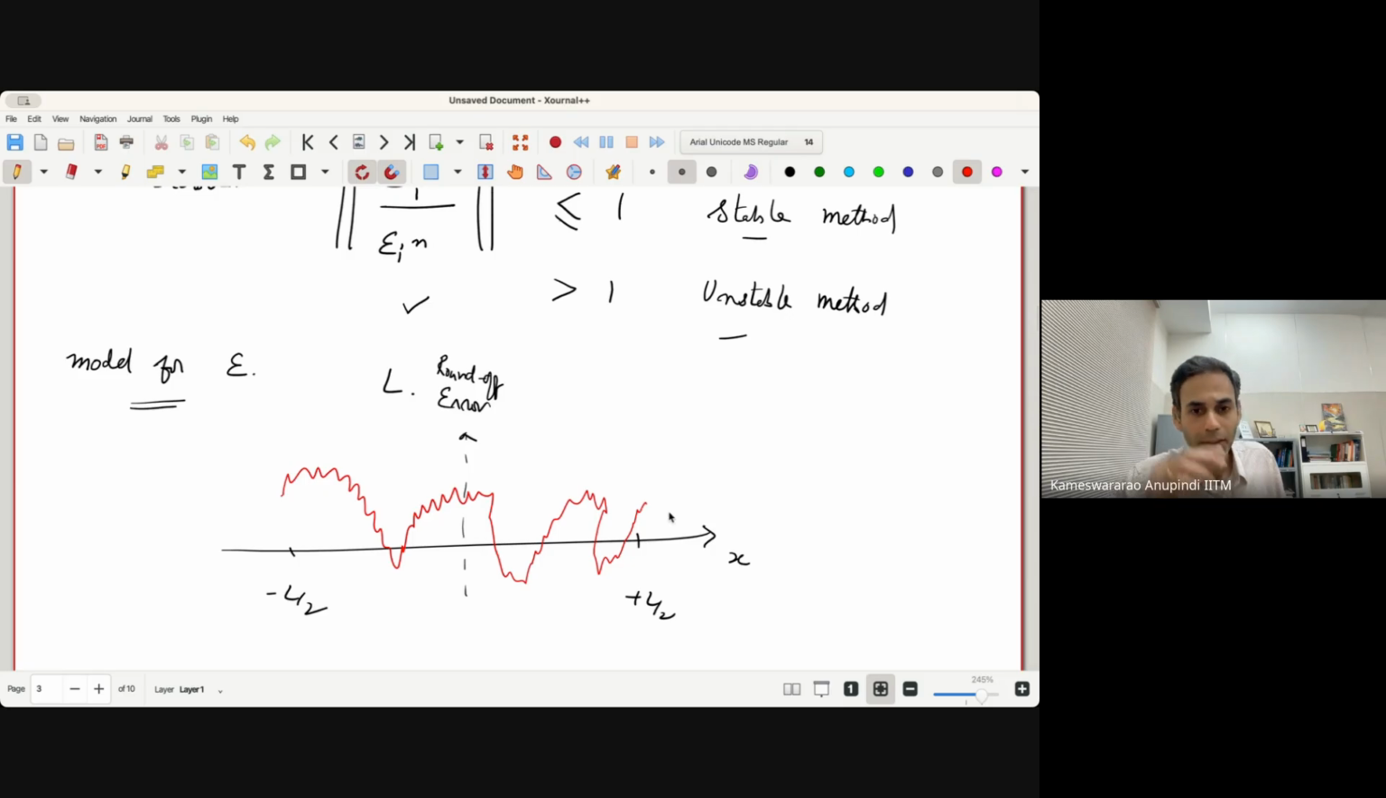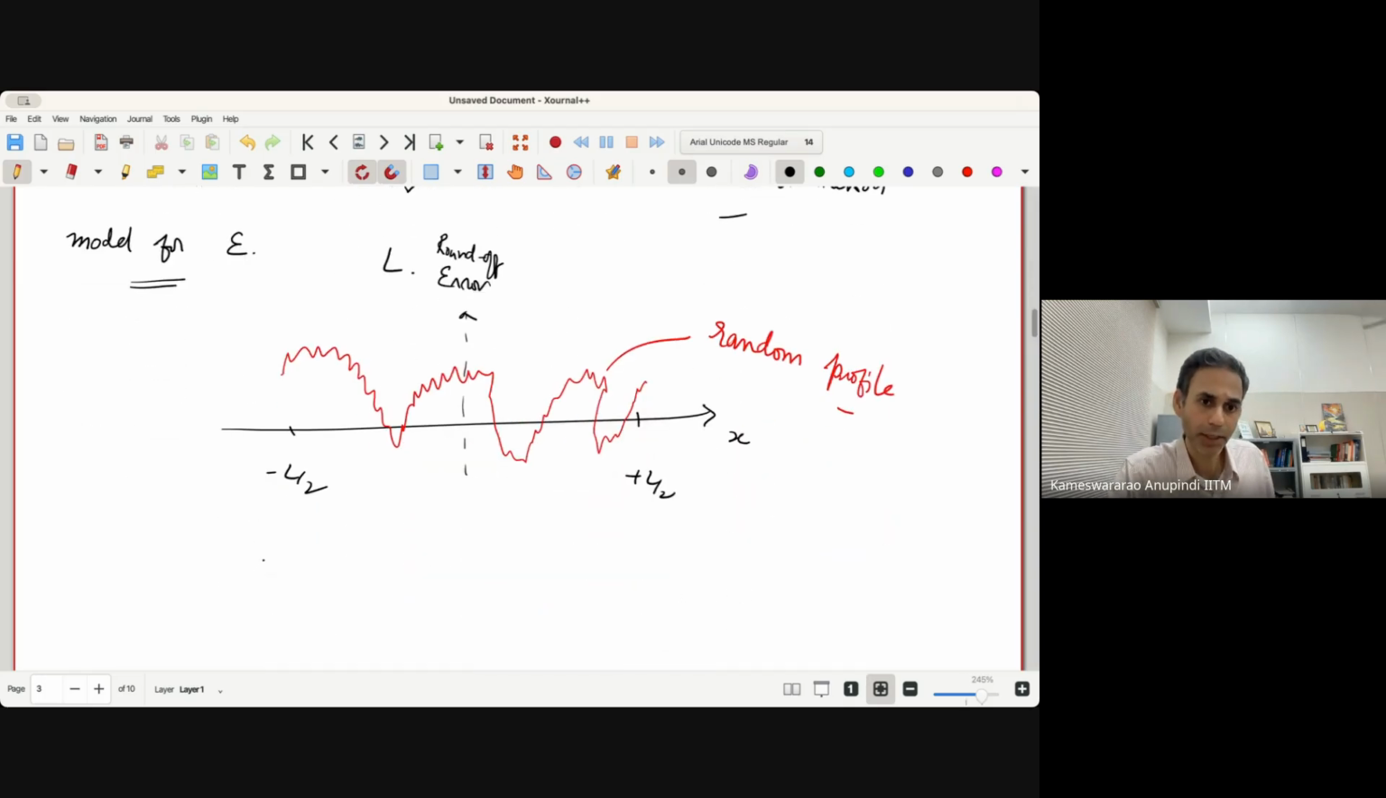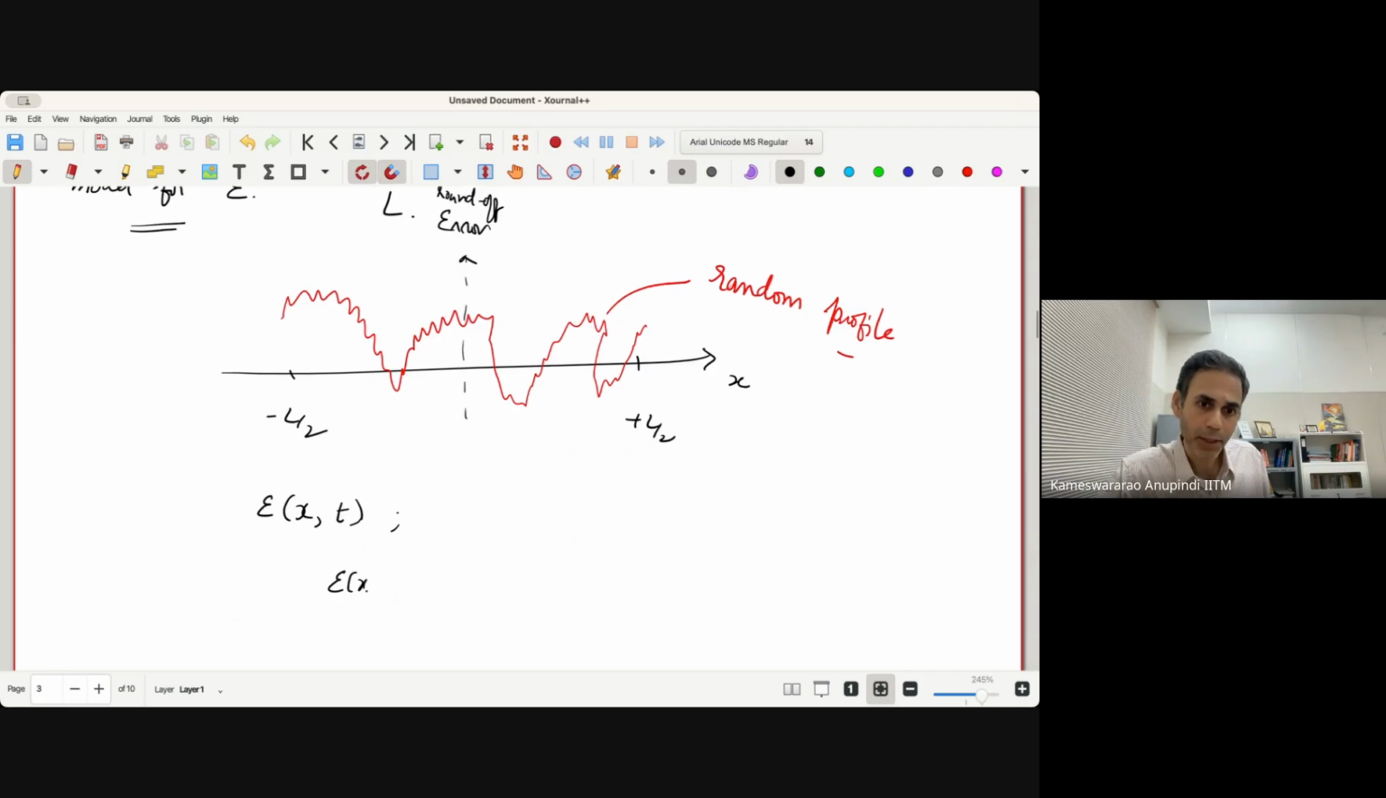Okay, something like this. So essentially it is going to be some random profile as a function of x. Now, if we have any function like this, which let us say we call epsilon x, in general the round-off error is going to be a function of space and time because we are solving this PDE. Let me introduce the time component a little later. Let me first look at how it varies with space, so let me look at epsilon x.